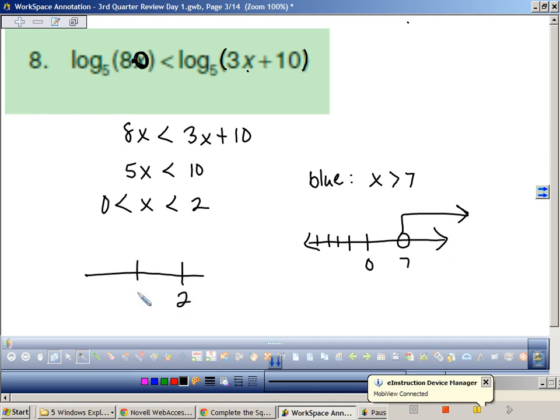Here's 2. If I say that x is less than 2, this is where we get into trouble. Because now we're going into 0 may have an effect on it, right? But when I go x is greater than 7, I'm getting away from the danger, right? So those are fine. Okay?